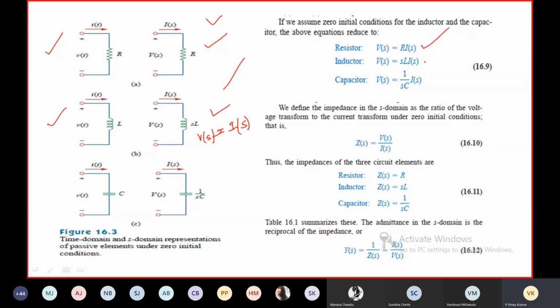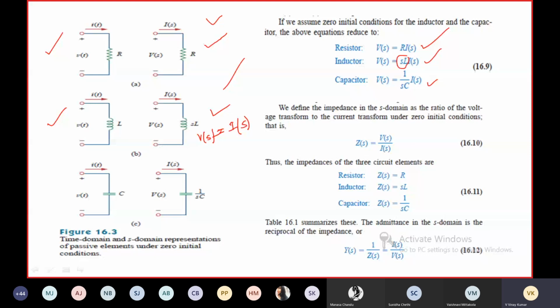In case of resistor, in case of inductor, V of S is equal to I of S current into impedance. This is J omega L, nothing but what? J omega is nothing but S. So SL into I of S. Okay, this is 1 by J omega impedance of capacitor. So V of S is equal to current into 1 by SC.